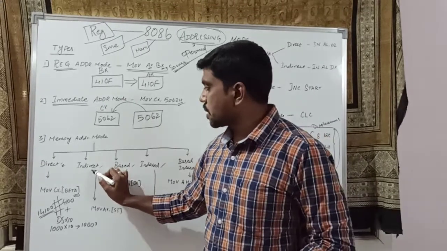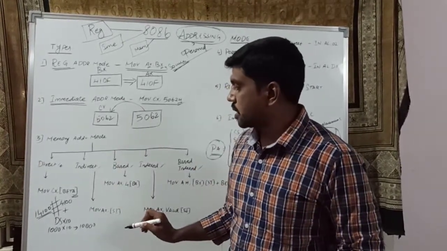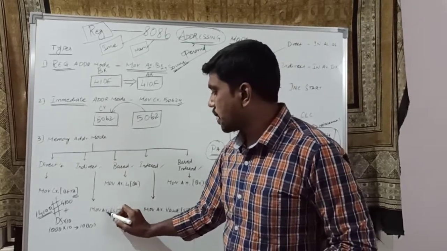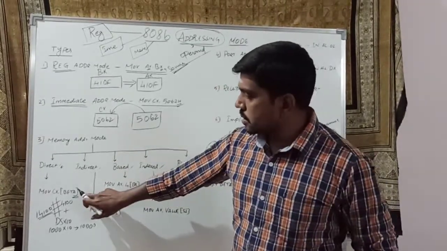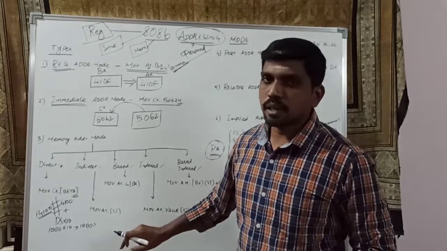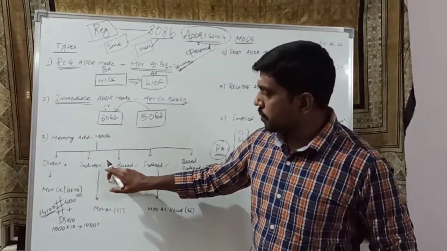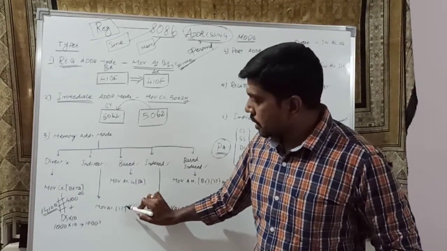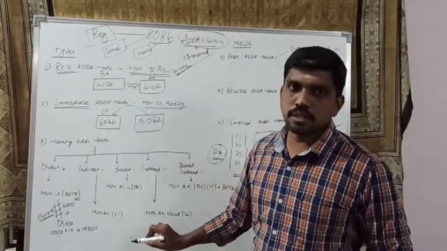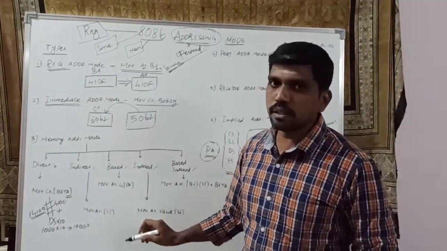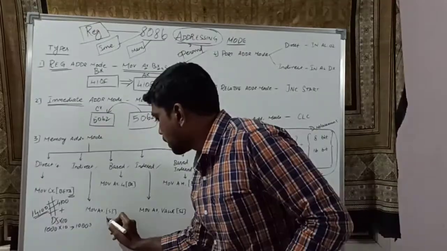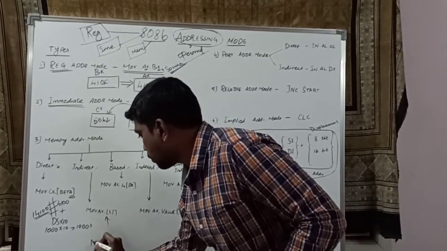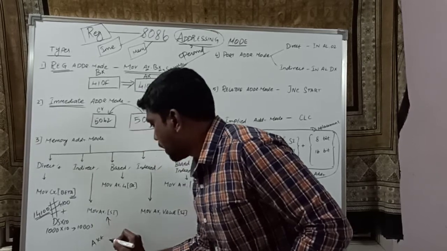The next type of addressing mode is indirect memory addressing mode. This is an example of indirect: MOV AX, SI. In this instruction, we don't pass the direct address location. In this type of memory addressing mode, MOV AX, SI, the address value is stored in an index register, so the data is mentioned indirectly. After execution of the instruction, what is the value transferred to AX?